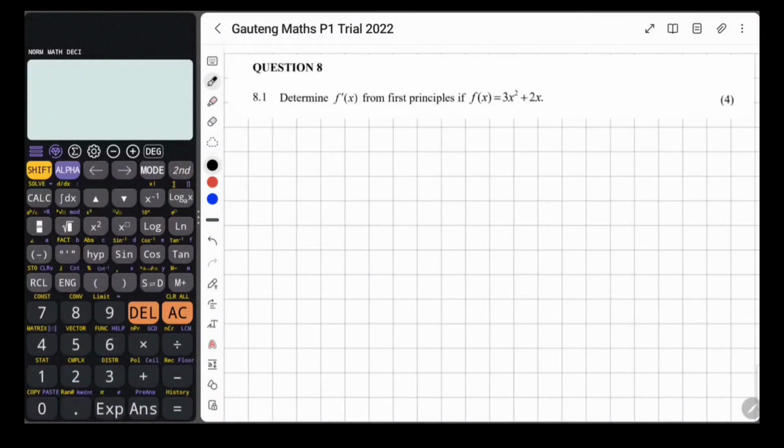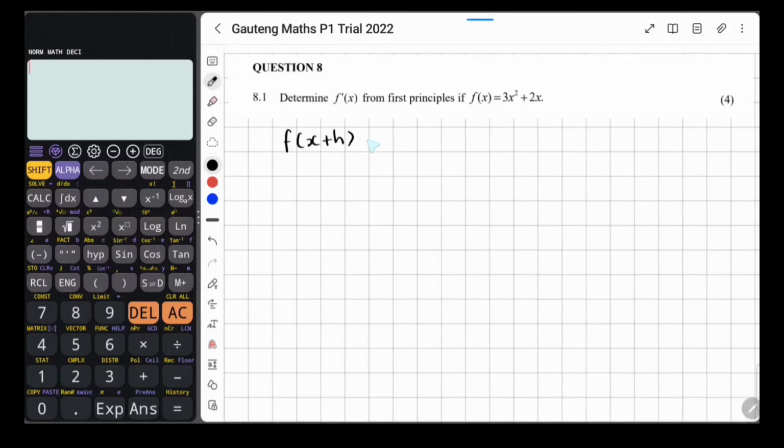And now we're on question 8, and we have 8.1 saying, determine f prime of x from first principles if f of x is equal to 3x squared plus 2x. Okay, so this is the part of the paper that you can really just score marks. It's 4 marks.